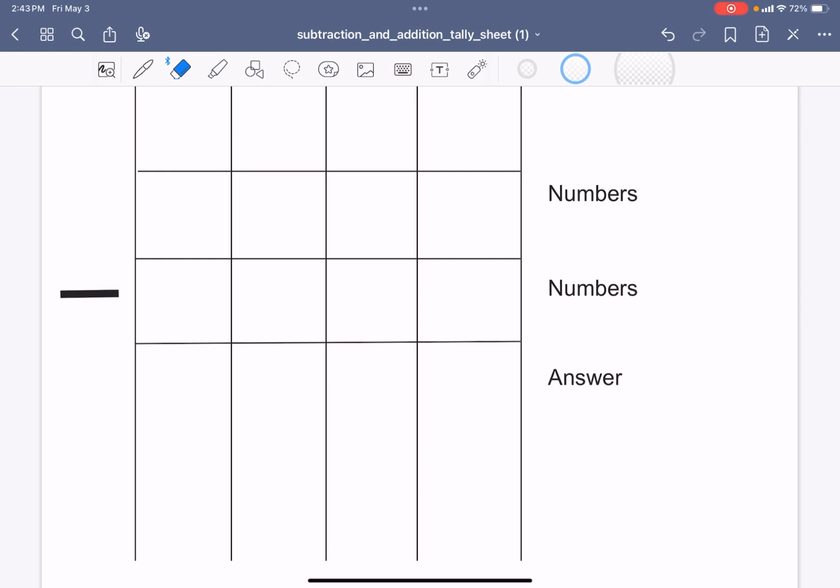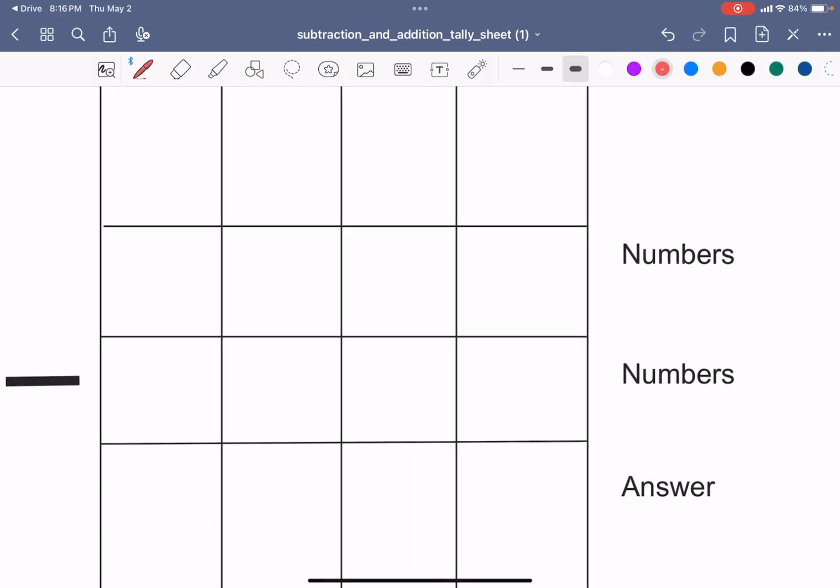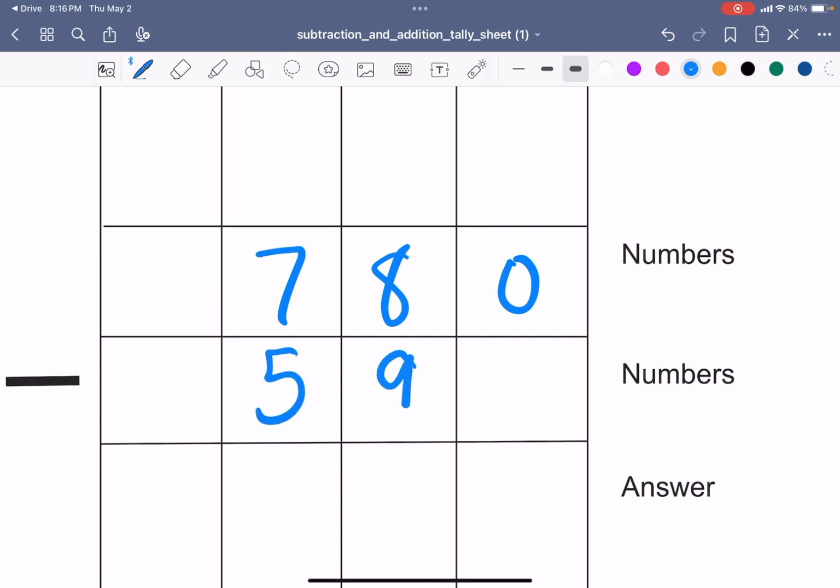Today we're going to look at subtracting 3-digit numbers by 3-digit numbers and borrowing twice. Let's do 780 minus 592. So here we have the 0.